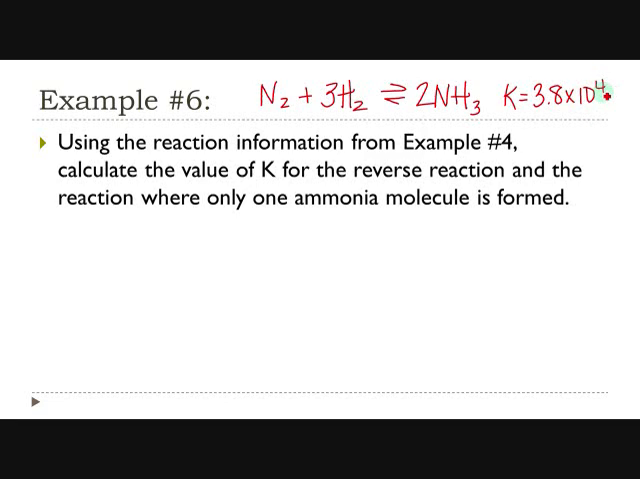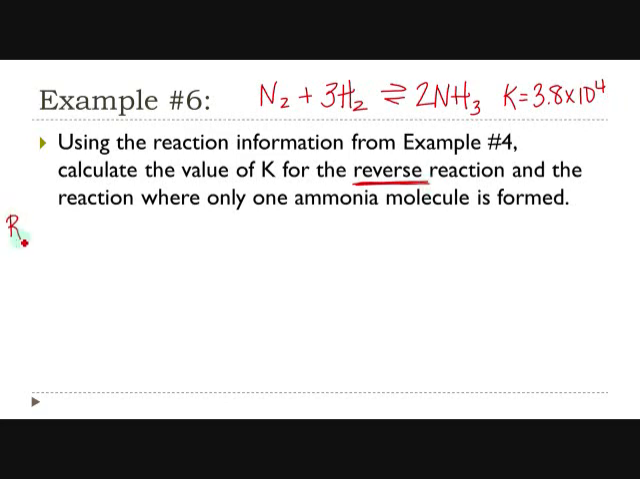Okay, side note from 7.5. It's times 10 to the positive 4, so that means that the products are favored in this initial reaction. So we're going to have more products than reactants when you reach equilibrium. Okay, back to the problem at hand. So the first thing we want to do is the reverse reaction.